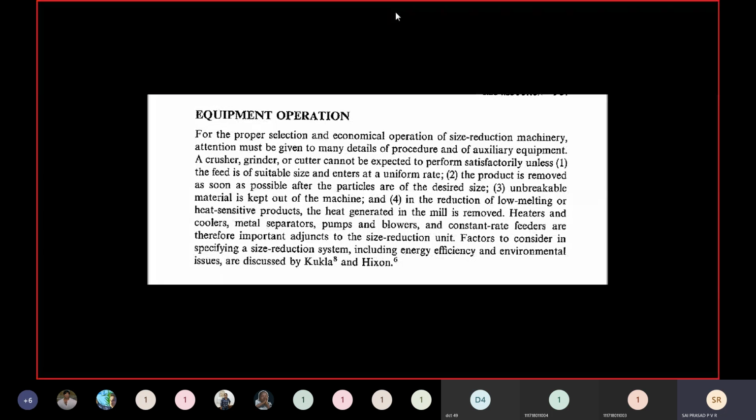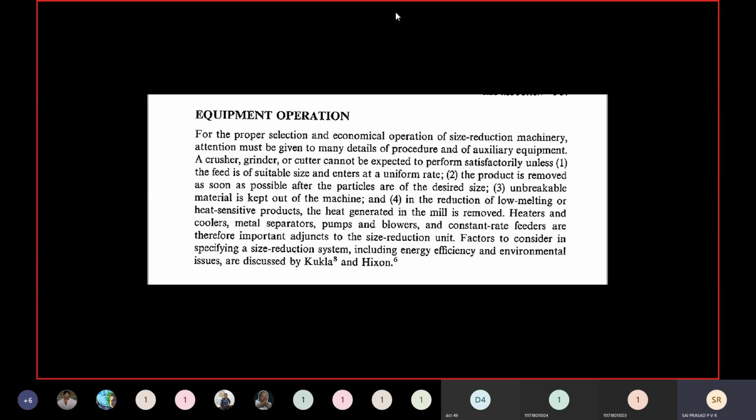And at the same time, see that the nature of the materials is the same. Then the fourth one: in the reduction of low melting or heat sensitive products, the heat generated in the mill is to be removed. So why is the heat generated? Because as we have seen in the beginning classes, when we apply some force on a particle, the particle will be storing the energy, as we store energy in a spring. When you keep your spring in your hands and apply some force, energy will be stored in it. And once you remove your hand, the energy will be released and the spring will regain its original dimension. Here also the same case.